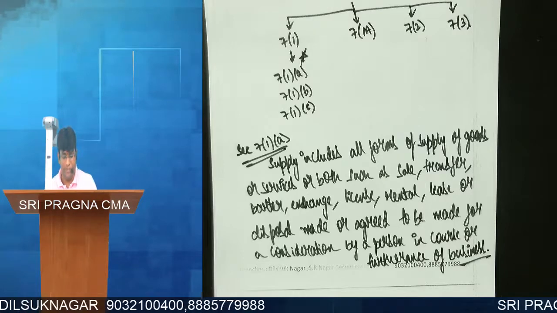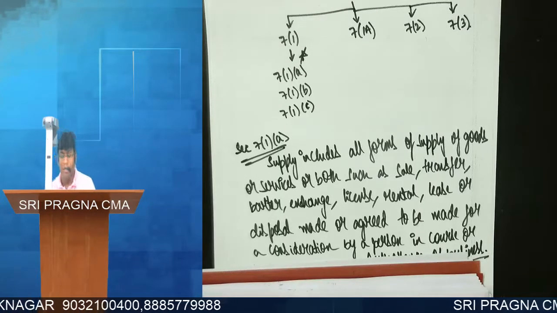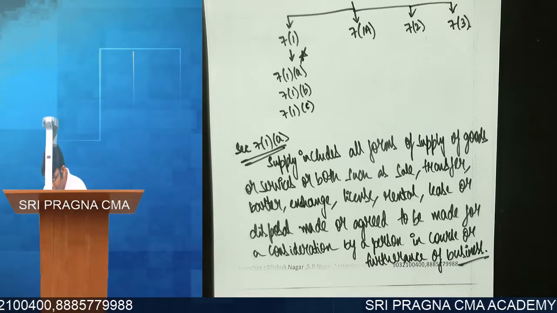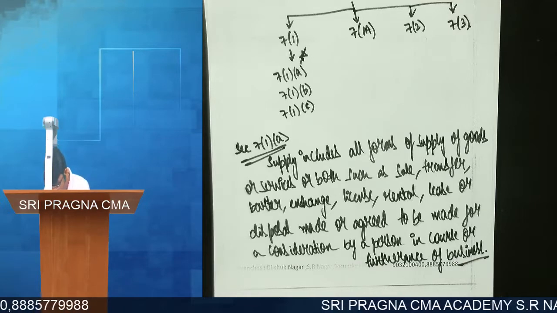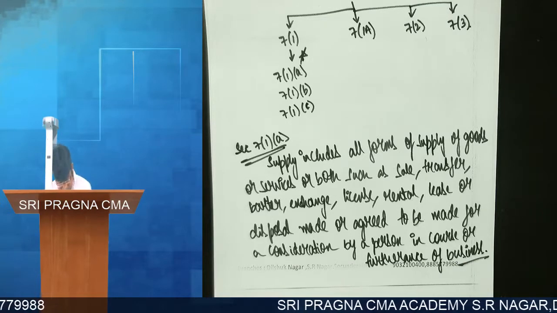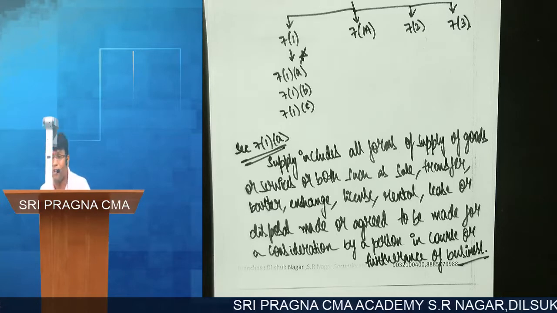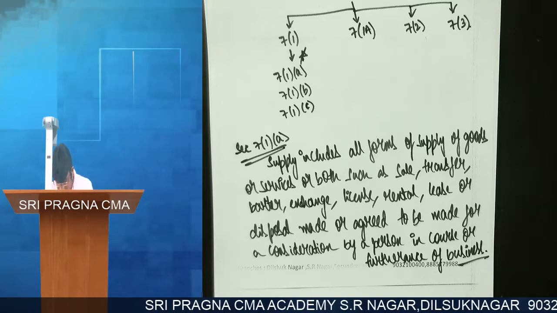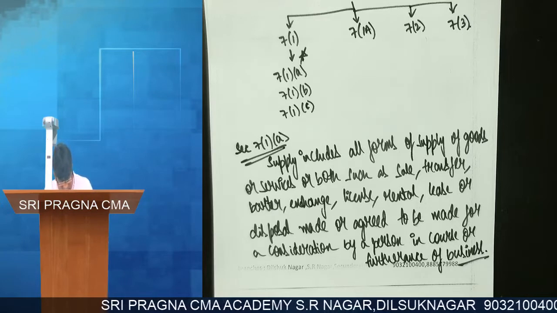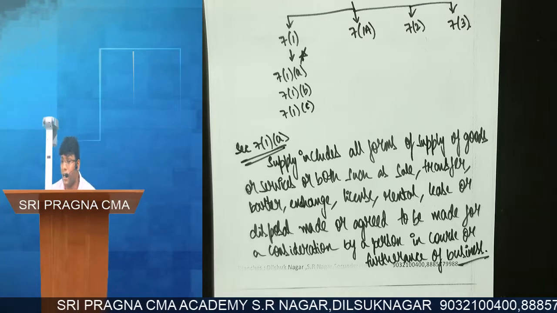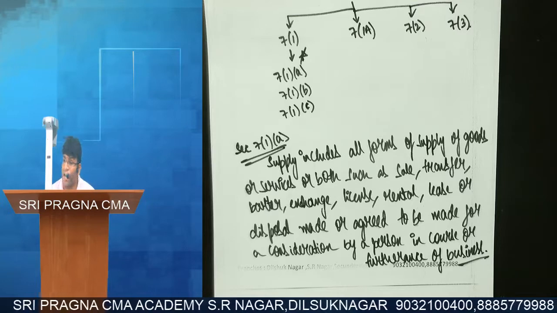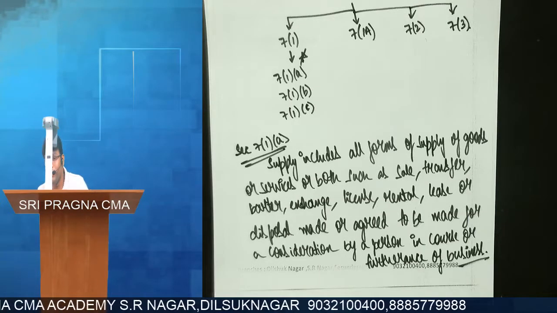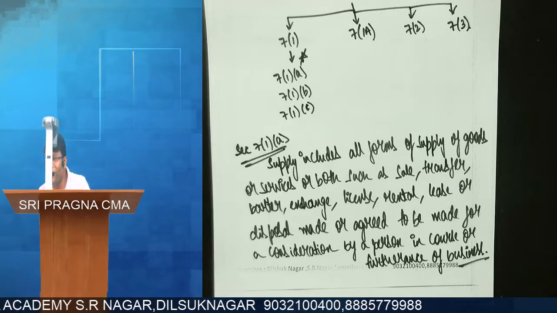Come on friends, tell me, supply includes what? All forms of supply of goods or services or both, such as sale, transfer, barter, exchange, license, rental, lease, or disposal, made or agreed to be made for a consideration by a person in the course or furtherance of business. Come on, one more time. Are we clear?